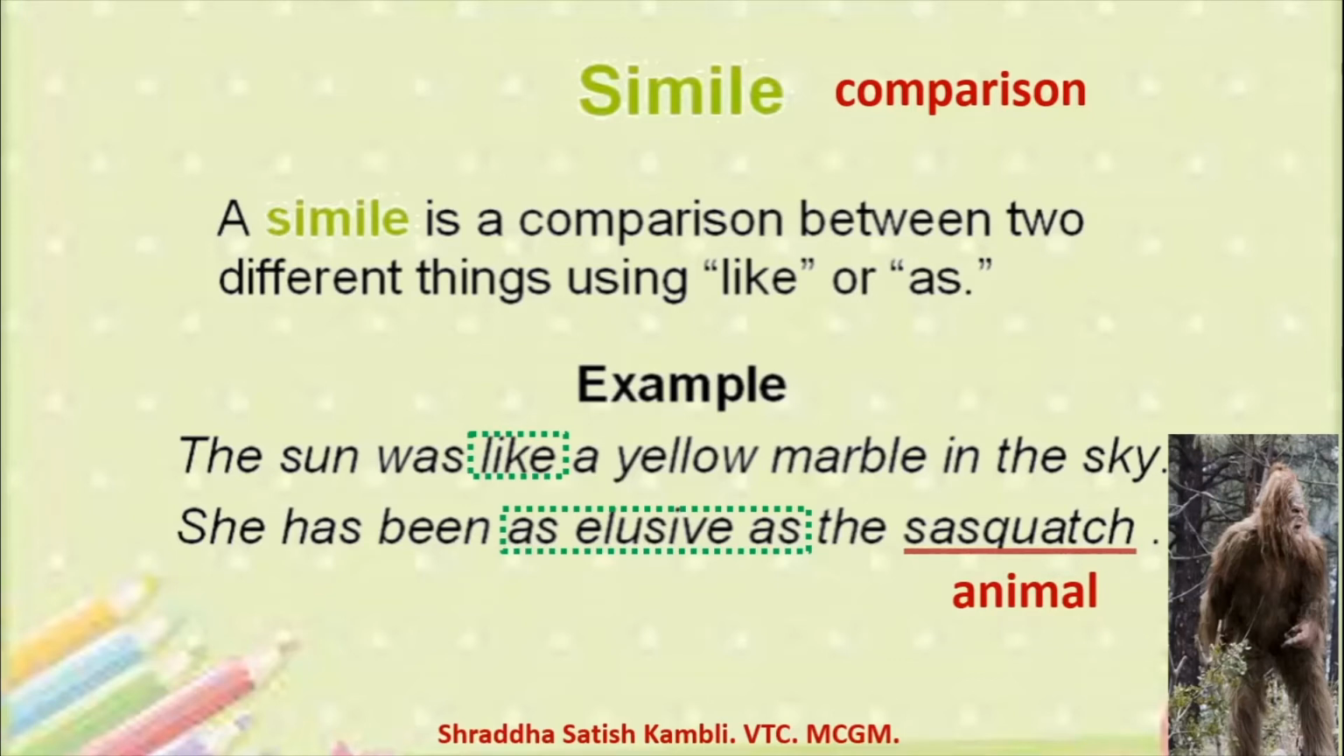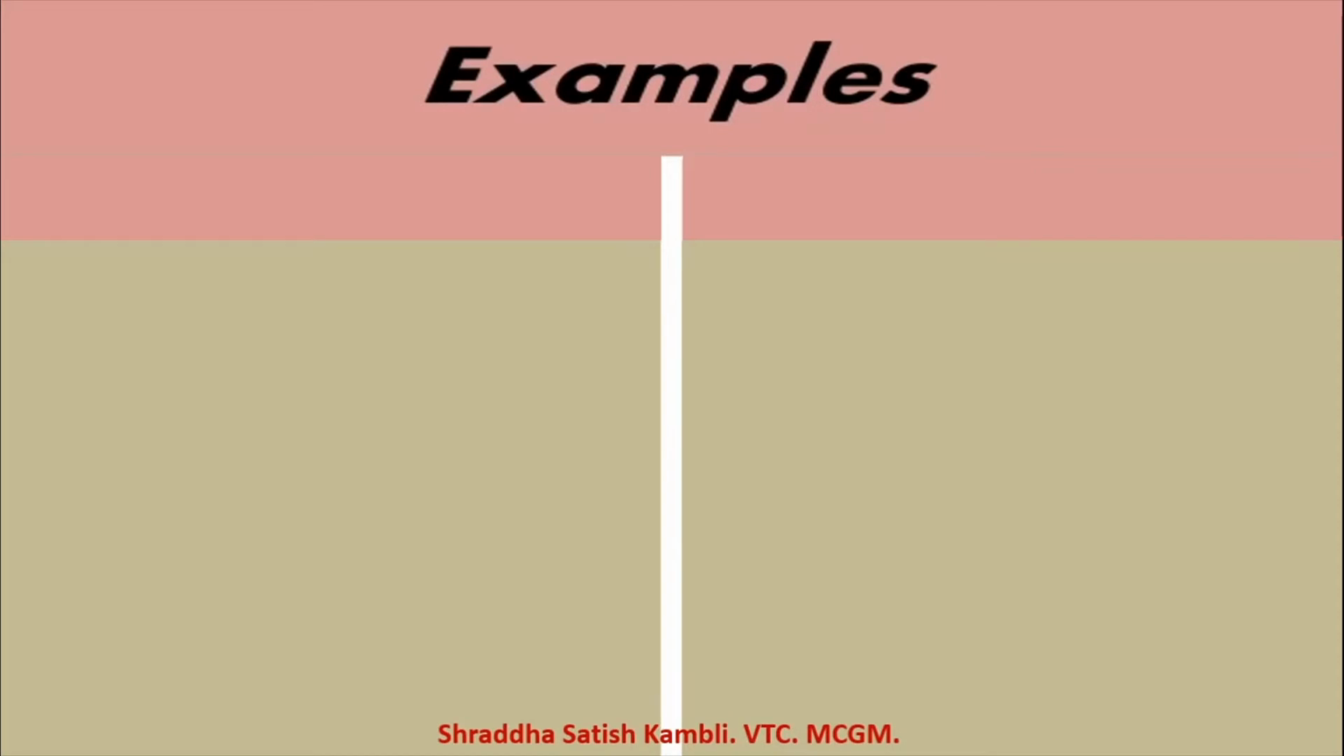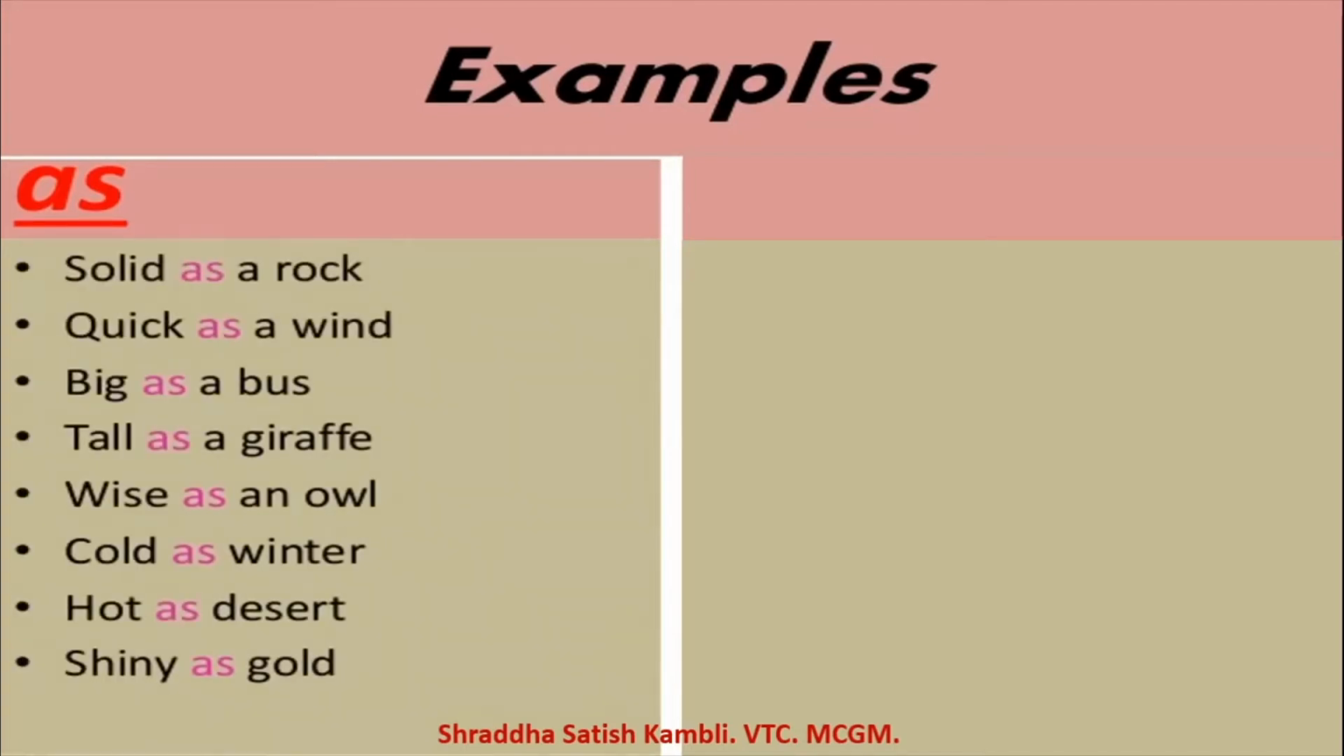Okay? Moving on, let us look at some more examples of simile, and we are going to look at them in two different columns. We are going to look at examples with like first and then examples with as second, later. So it will be easier for you to understand. So come on, let us look at some examples using as first. So we have solid as a rock, quick as a wind, big as a bus, tall as a giraffe, wise as an owl, cold as winter, hot as desert, shiny as gold.